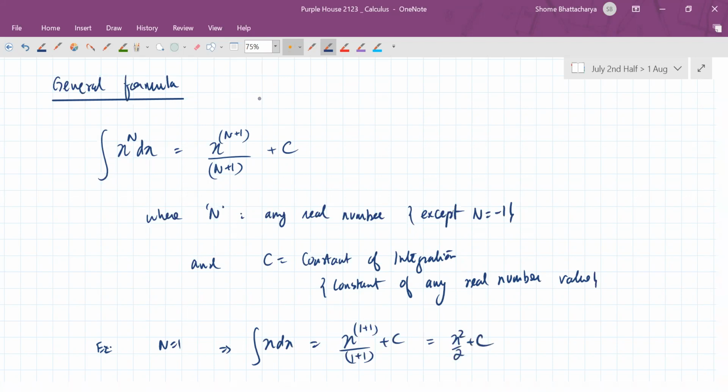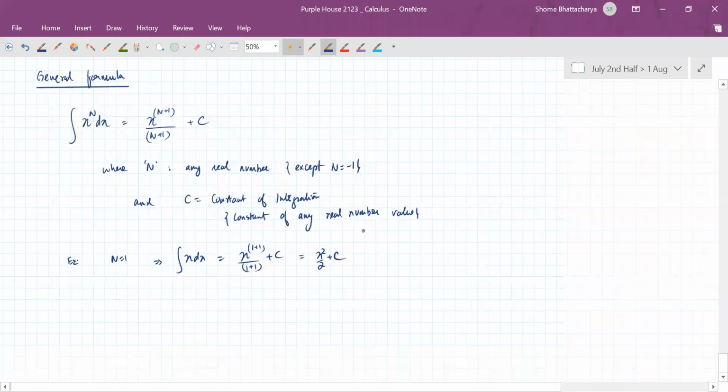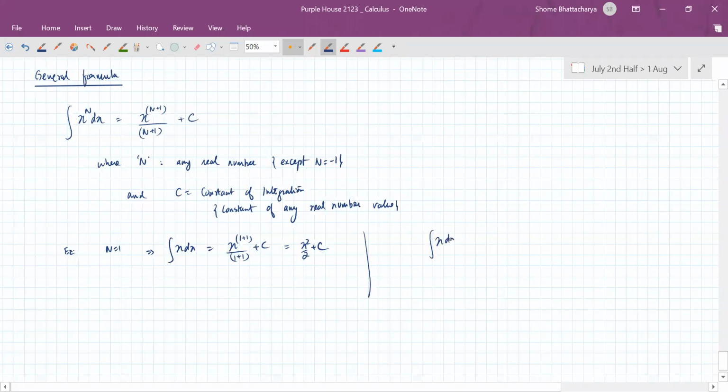Now what is the meaning of this operation? If I'm saying integration of x dx is x square by 2 plus c, it implies that differentiation of x square by 2 plus c should be equal to x. You can see it will be equal to x, because differentiation of x square by 2 plus differentiation of a constant.